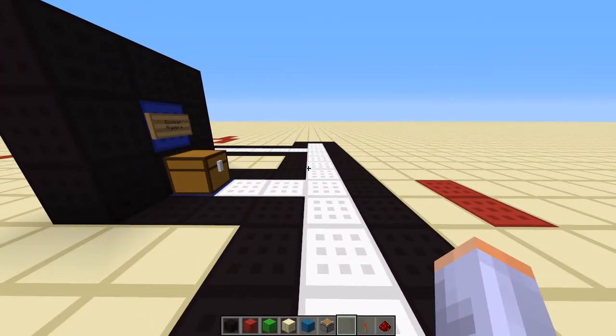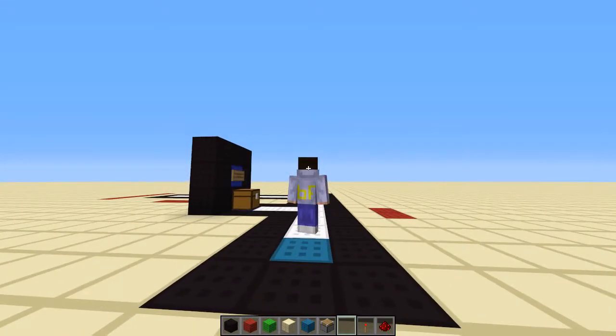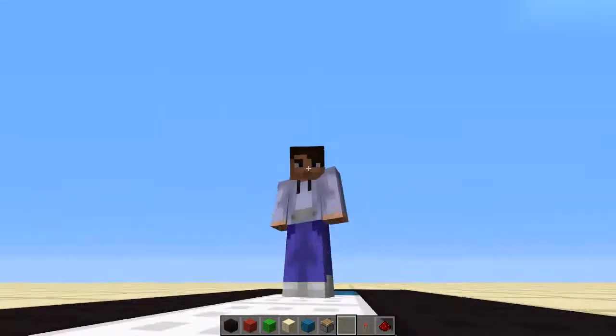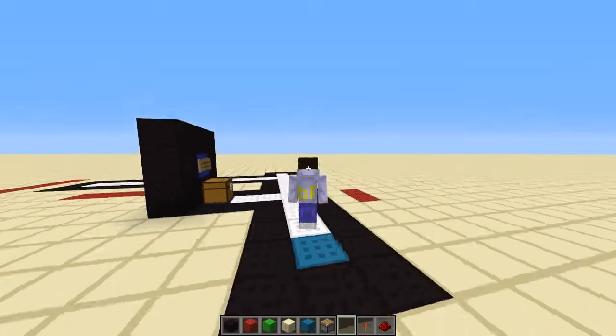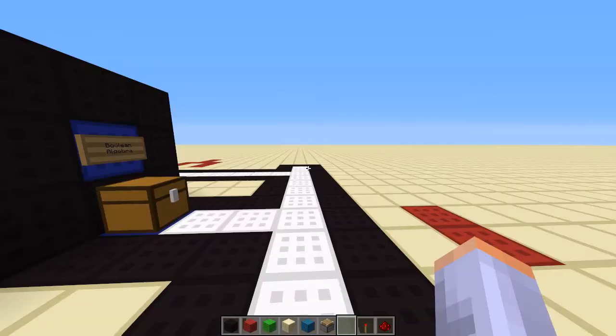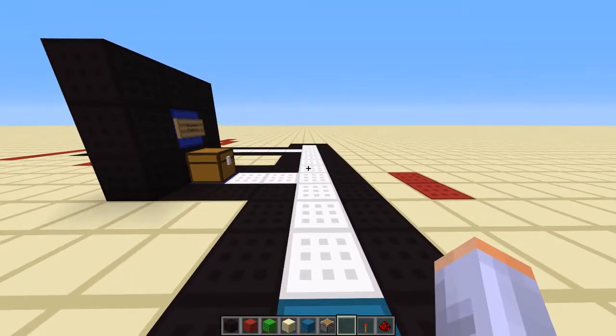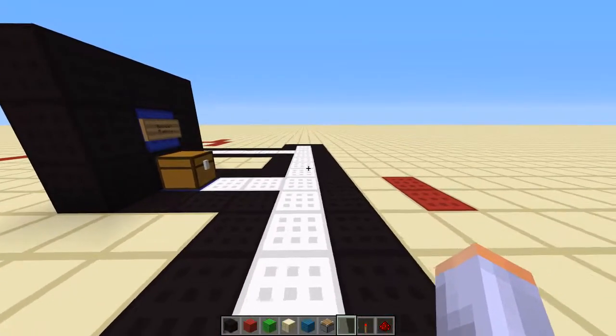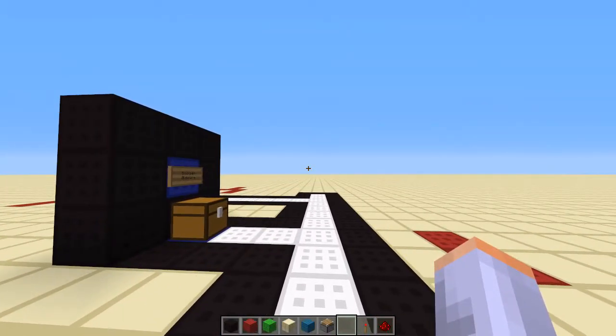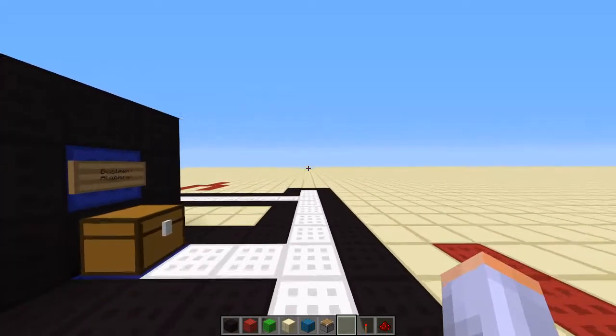But before we do anything, I do have a wonderful new skin. I very much like it. It's got my logo, well, a version of my logo on the back, made by a very nice guy on the Planet Minecraft forums, so props to him. Might put a link in the description if I can find it. But yeah, let's get started.